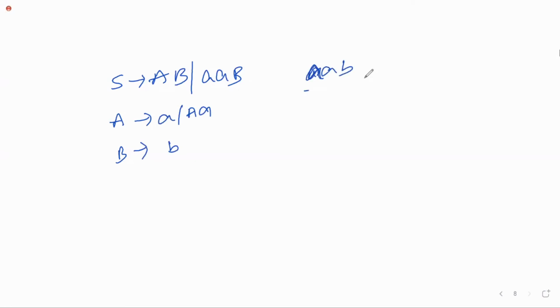S tends to AB or AB. A tends to A or AA. B tends to B. Okay. Now you check whether it is ambiguous grammar or not for the given string AAB. Tell me whether it is ambiguous grammar or not. I'll give you 2 minutes time.